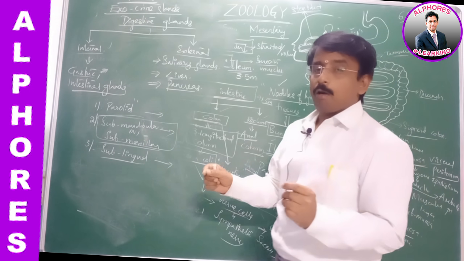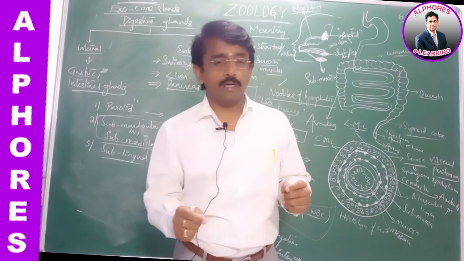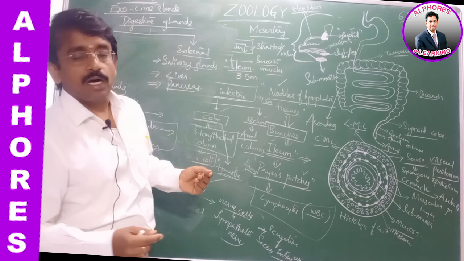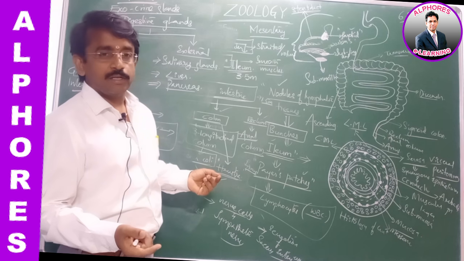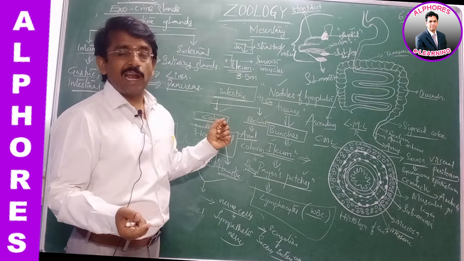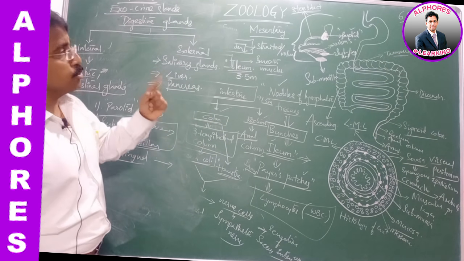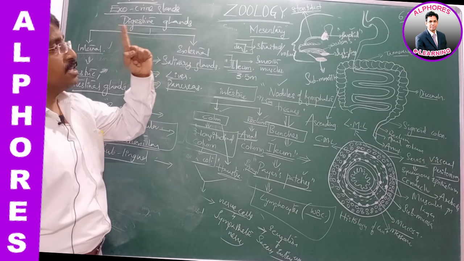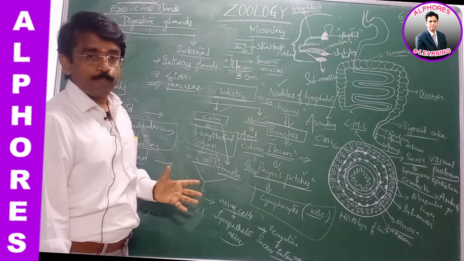Besides that, the ions, that is sodium, potassium, and it is with thiocyanate, and it is also with lysozyme, an antibacterial enzyme, is also present. About 1 to 1.5 liters of the saliva is secreted per day.